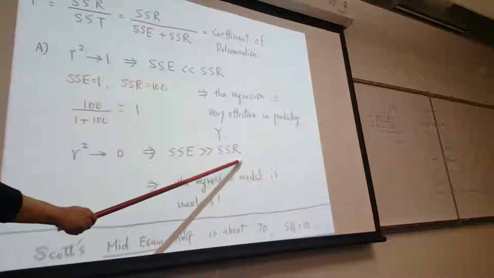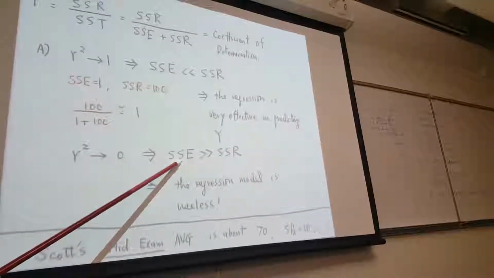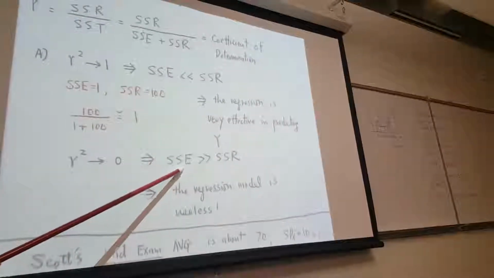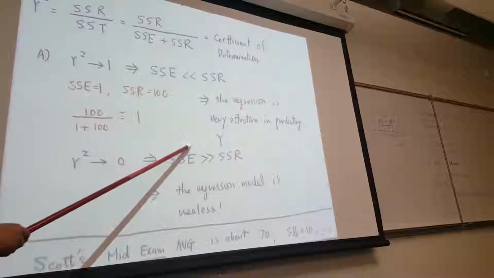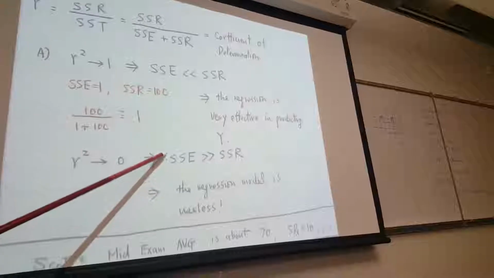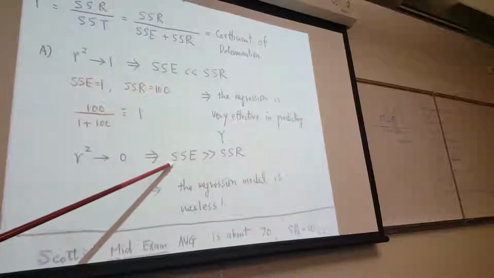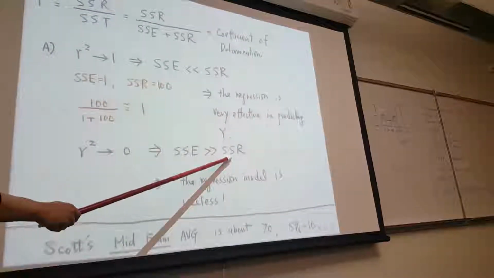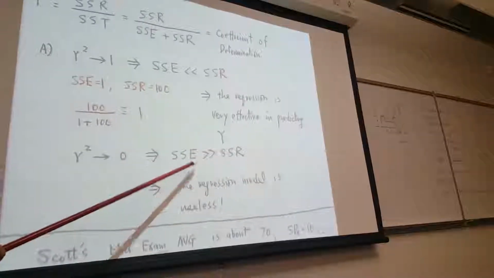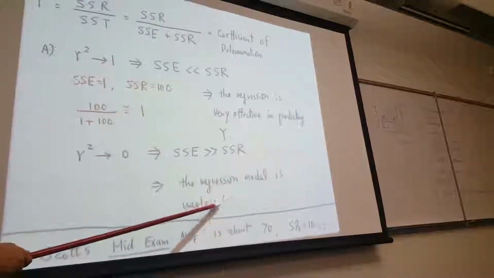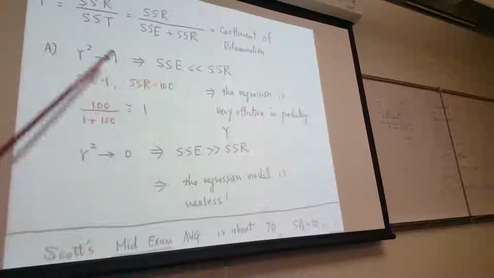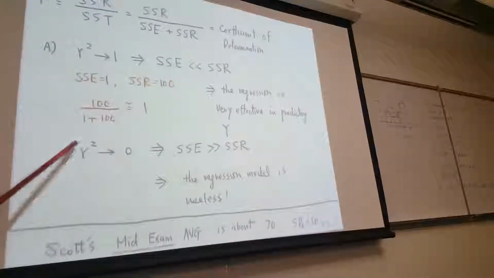than SSR. But what is SSE? SSE is the variation in Y that is not explained by the regression model. When the part not explained by the regression model dominates the part that can be explained by the regression model, that means the regression model is what? Useless. Okay? So simply look at whether R squared is close to 1 or R squared is close to 0.